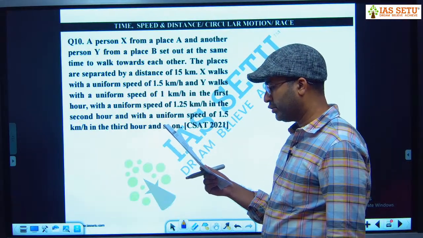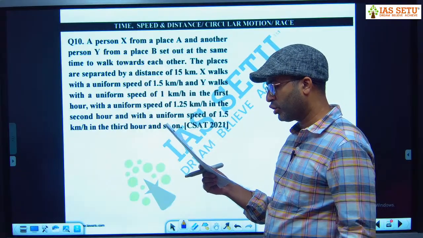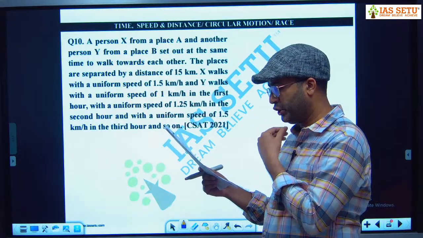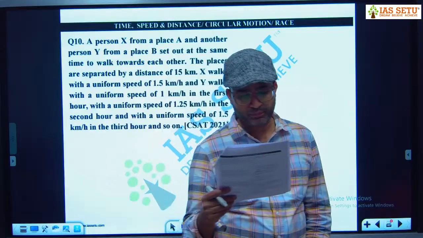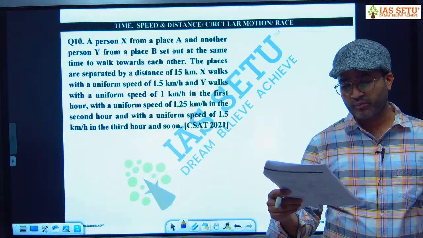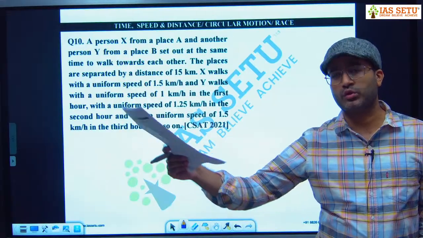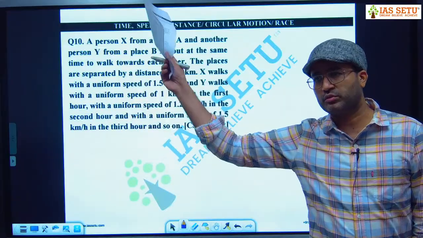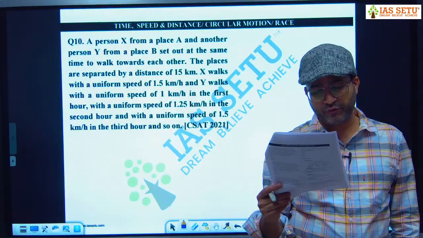from a place A to another person Y from a place B set out at the same time to walk towards each other. The places are separated by a distance of 15 km. X walk with a uniform speed of 1.5 km per hour and Y walk with a uniform speed of 1 km per hour in first hour, 1.25 km in second hour, 1.5 km in third hour and so on. मतलब एग्जामिनर थक गया, 1, 1.25, 1.5, 1.75, 2 एंड सो ऑन, ऐसा मतलब इसी सीक्वेंस में वो अपनी स्पीड बढ़ाता जाए। Which of the following is are correct?